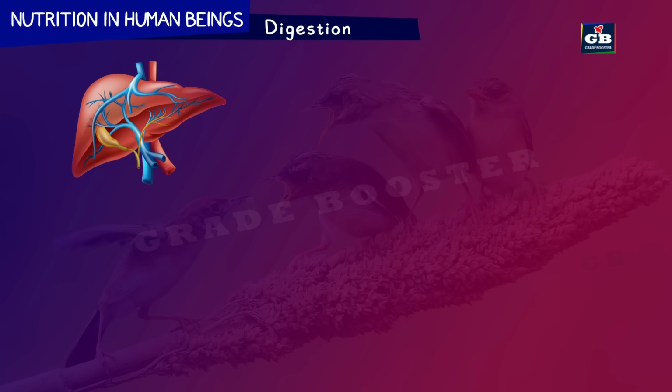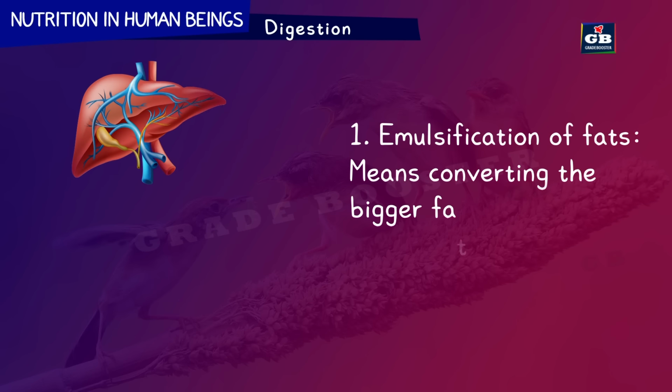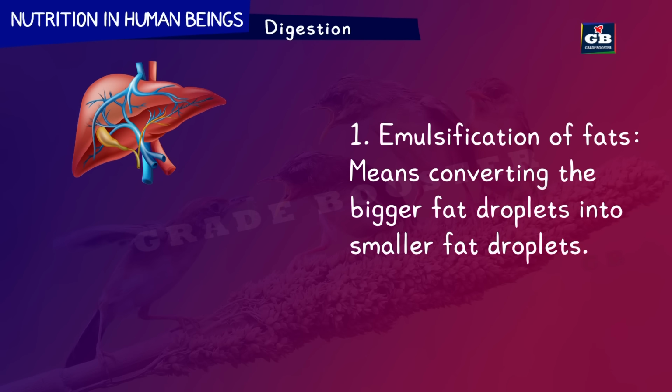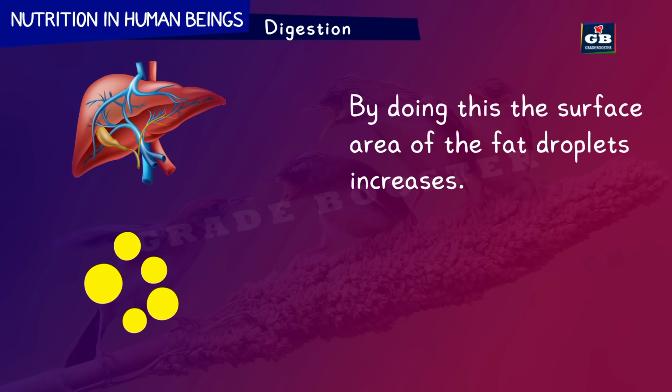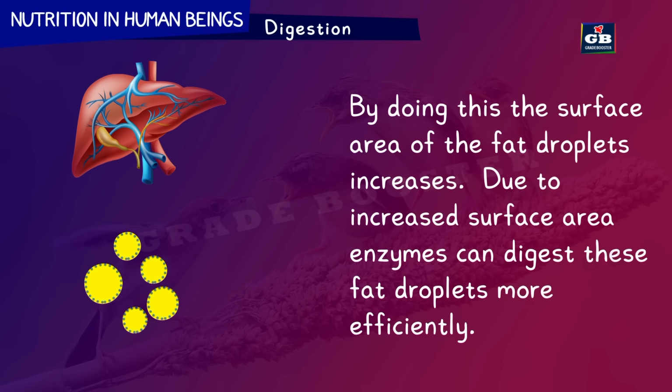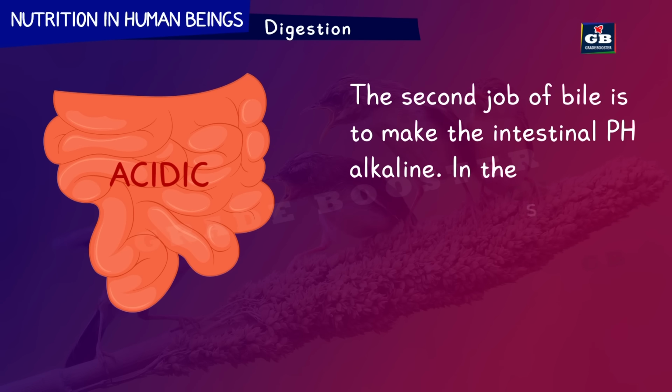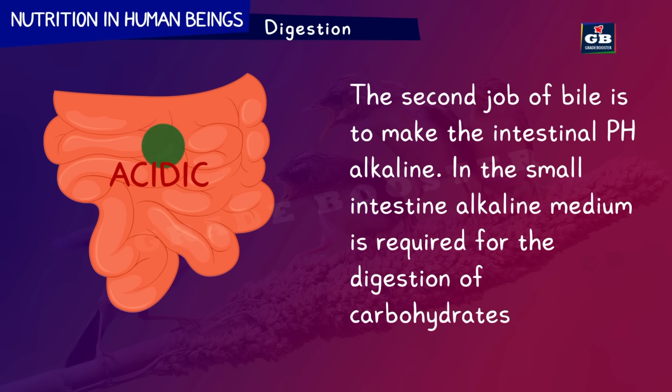The bile juice that comes from the liver does two important jobs. 1. Emulsification of fats, which means converting the bigger fat droplets into smaller fat droplets. By doing this, the surface area of the fat droplets increases. Due to the increased surface area, enzymes can digest these fat droplets more efficiently. The second job of bile is to make the intestinal pH alkaline. In the small intestine, an alkaline medium is required for the digestion of carbohydrates.